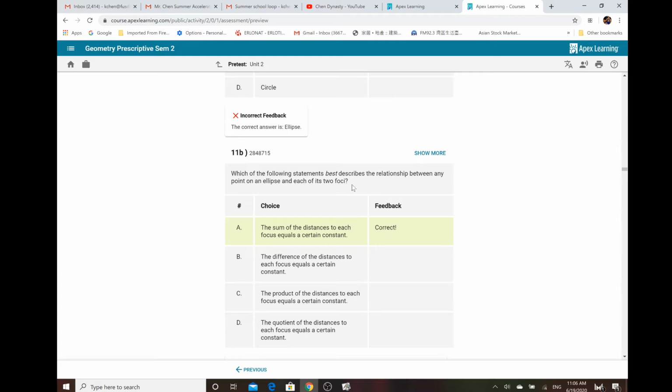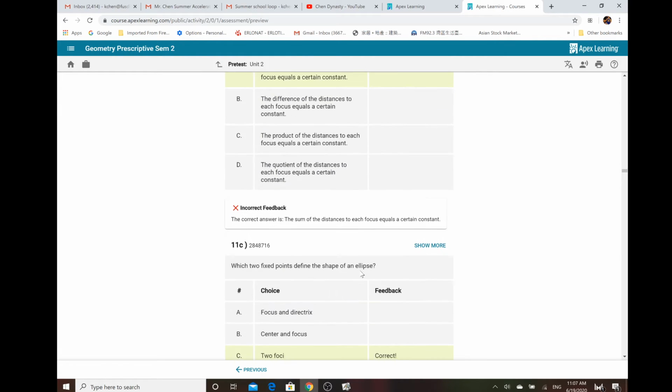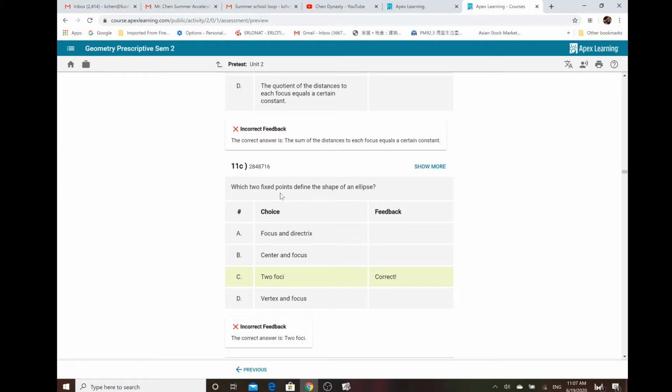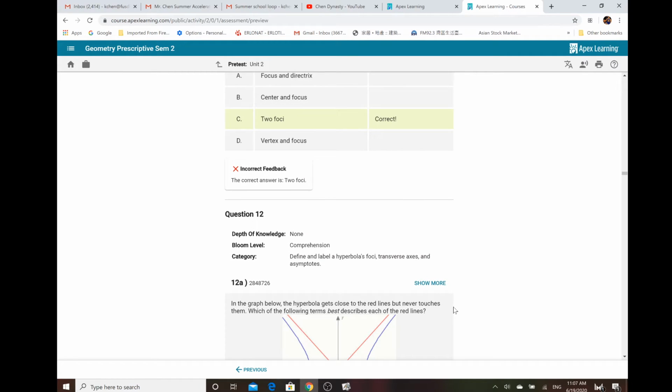Which one of the following statements best describes the relationship between any point of an ellipse and each of the two foci? Again, the sum of the distances to each focus equals a certain constant. That's what is being described in the previous problem. And the next one: which two fixed points define the shape of an ellipse? The foci. So two foci. We don't say focuses, foci.